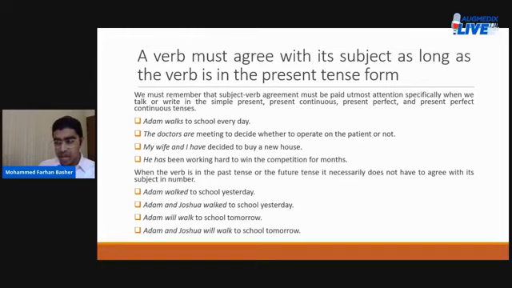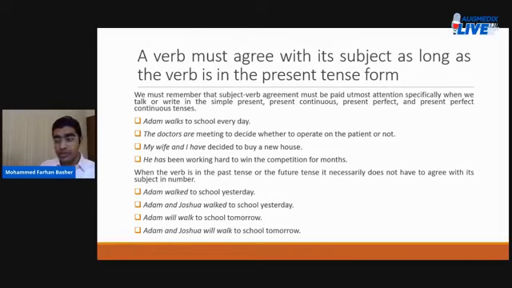When the verb is in the past tense or the future tense, it necessarily does not have to agree with its subject in number. So, Adam walked to school yesterday. Here, the verb walk is in the past tense. Therefore, the entire sentence is in the past tense. So, Adam walked to school yesterday.